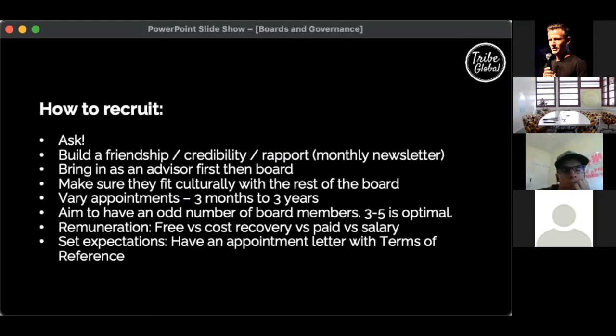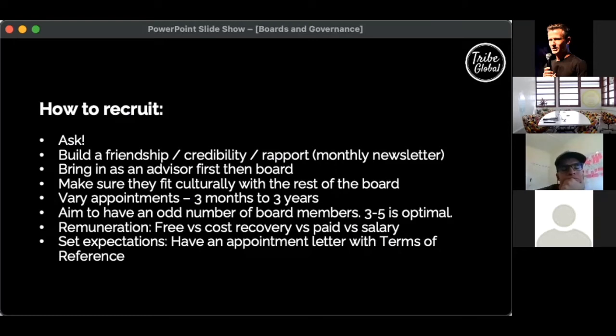The other model is to pay for their time. So for each board meeting that you attend, you'll be paid $150 or $15,000. Obviously it depends on the board that we're talking about and who the people are. And then the last model is more around a retainer. So they get essentially a salary or retainer for the year, just based on their contribution.